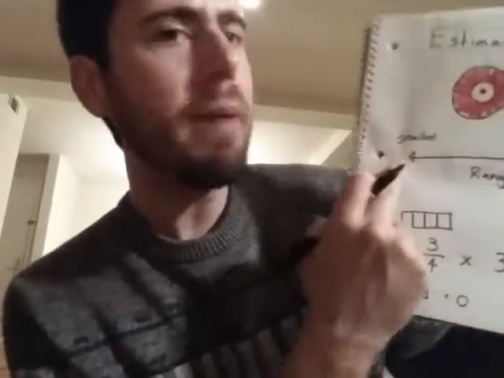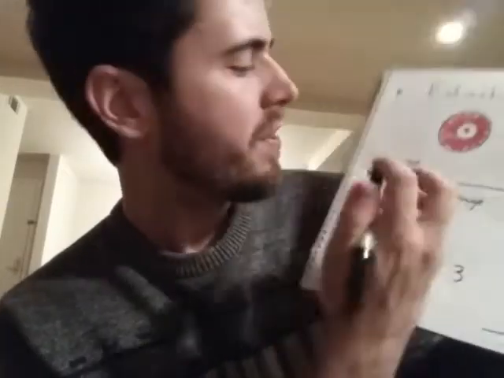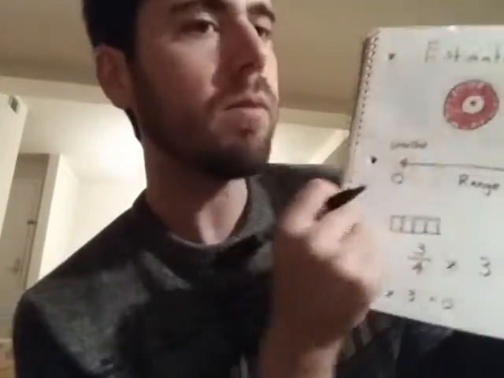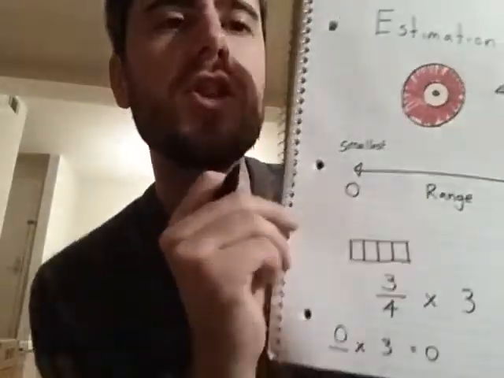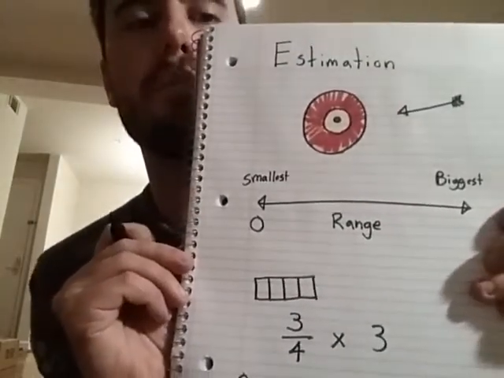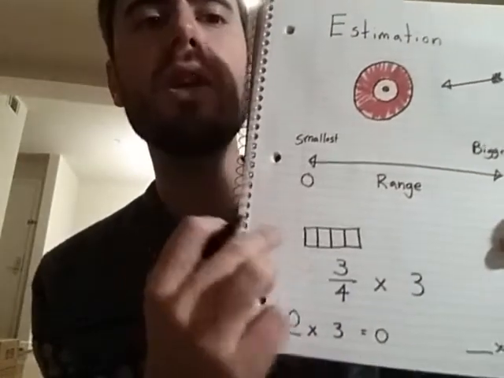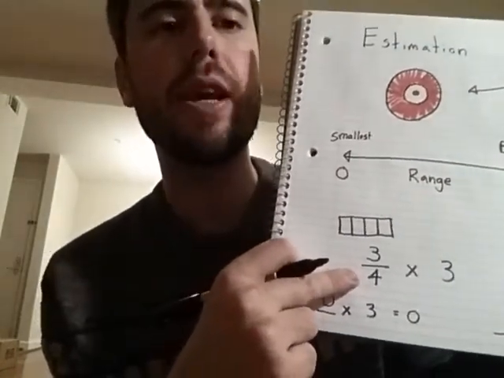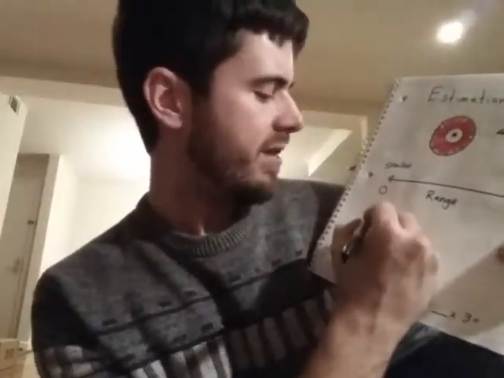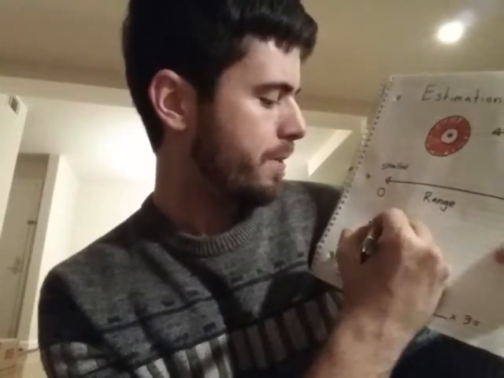I'm going to go back up to my range chart and fill that in here. 0 is the smallest number that this answer could be. Now let's talk about our biggest number. What is the biggest answer this could be? Let's shade this in. We know we have 3 fourths, so I'm going to shade that in.